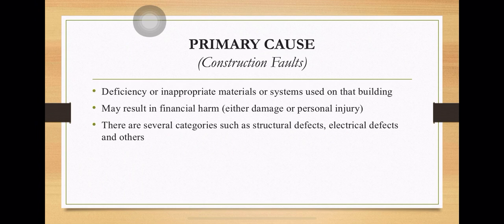So next is construction faults. Construction faults is defined as the deficiency or inappropriate materials or system that is used on the building. There are many types of materials and systems that are used during the construction of a building, and different buildings require different types of material and system. Construction faults may result in financial harm, either damage or personal injury to the workers or to the building. And there are several categories such as structural defects, electrical defects, and others.